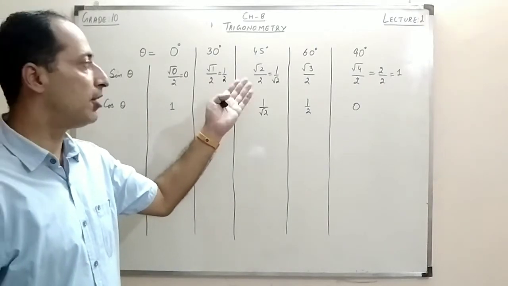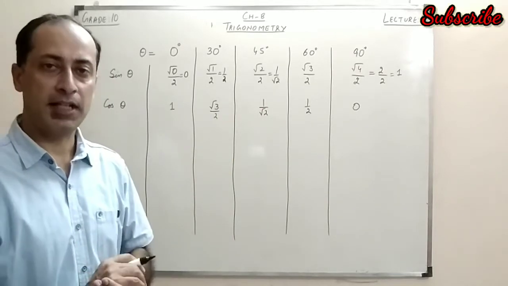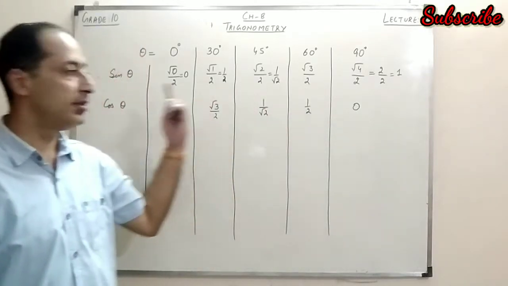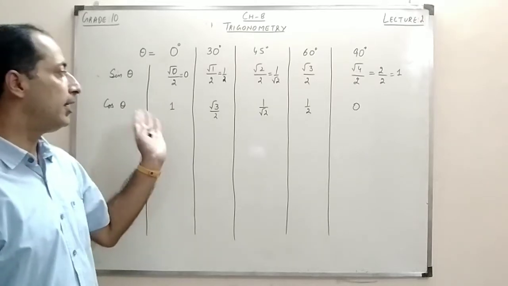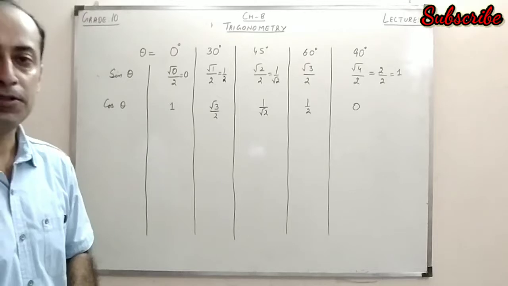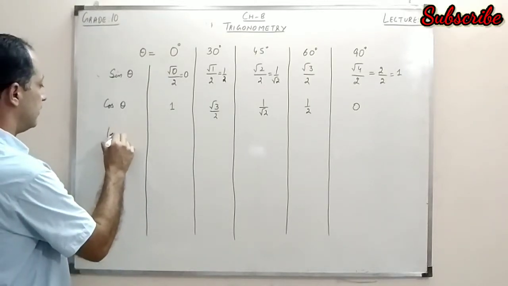Right? So, for sin theta, it was square root of 0 by 2, square root of 1 by 2, square root of 2 by 2, square root of 3 by 2, square root of 4 by 2. From that, we found the value of the sine ratio. For cos theta, we just write these values from the back in the reverse order. So that is 1, square root of 3 by 2, 1 by square root of 2, 1 by 2 and 0.